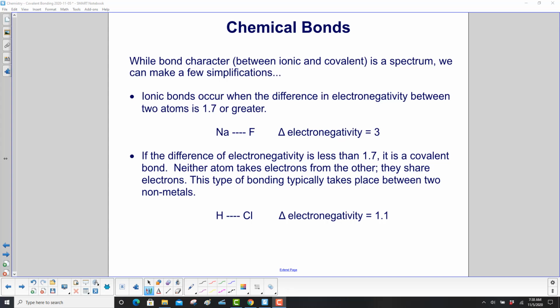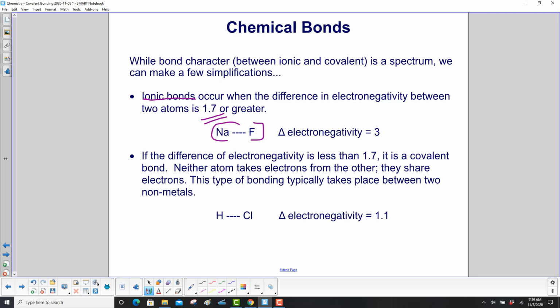While bond character between ionic and covalent is a spectrum, a continuous spectrum, we can make a few simplifications. Ionic bonds occur when the difference in electronegativity between two atoms is greater than or equal to 1.7. So sodium and fluorine, the difference in electronegativity is 3, so that would be an ionic bond.